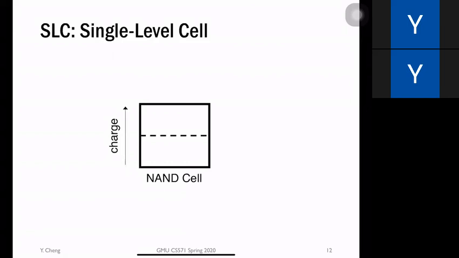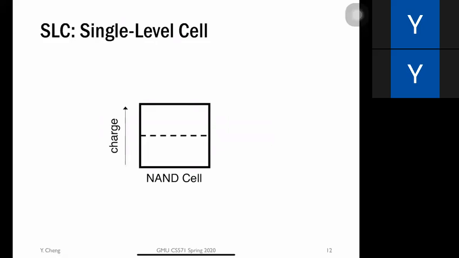There are multiple different kinds of technologies that support these different levels of charge per cell, right? The first kind of technique is called SLC, which is short for single-level cell. In this technique, each NAND cell is used to hold charge at two different levels, basically binary states.